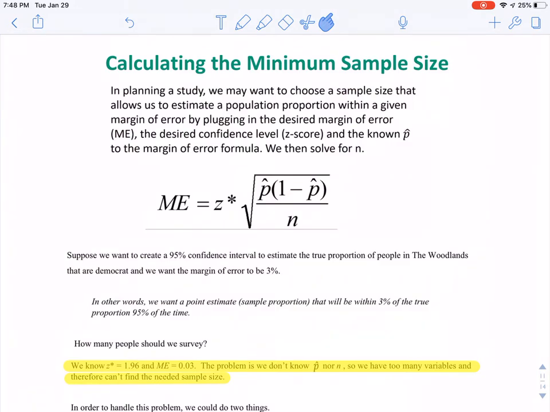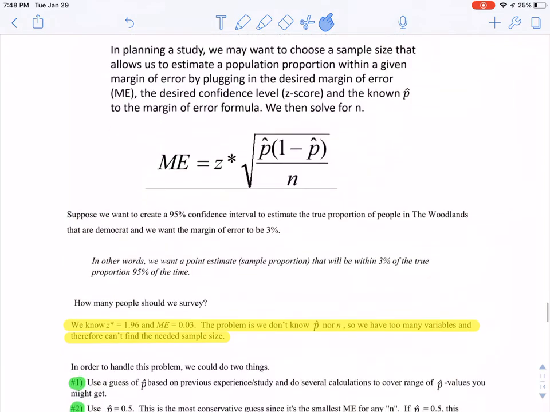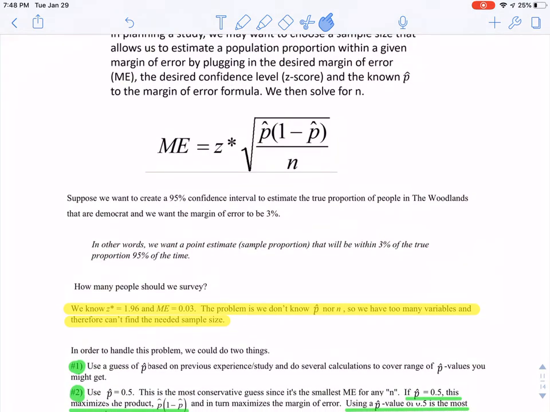Okay, so it says here, in planning a study, you might want to choose a sample size that allows you to estimate a population proportion with a given margin of error by plugging in the desired margin of error, the desired confidence level, which is our z-score, and the known p-hat into the margin of error formula. Okay, so here you can see this part here on the right is really the part that gives us the margin of error.